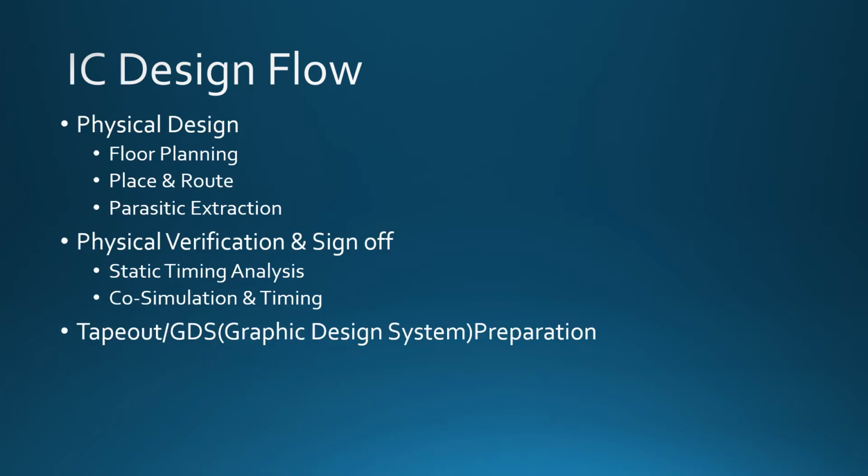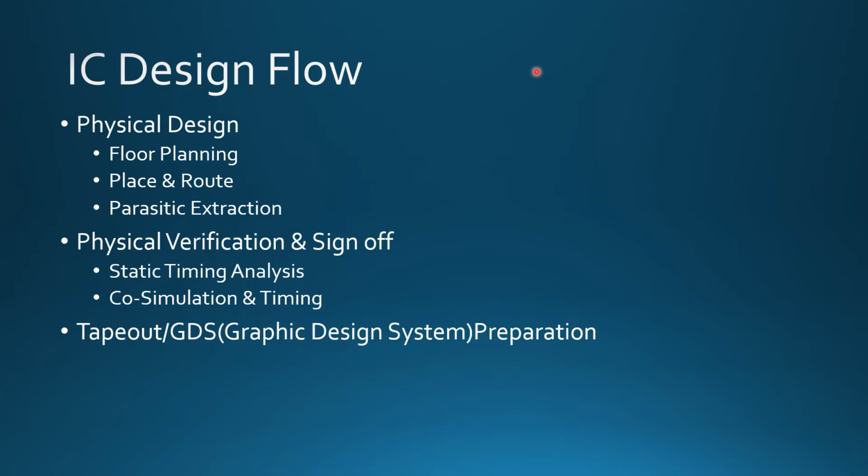The next one is the physical design, which converts the circuit design into a physical design. The major concepts here are floor planning, place and route, and parasitic extraction. All these parts come under the physical design. We can consider two parts: the digital physical design flow and the analog physical design flow. The analog physical design flow you can term as layout design.